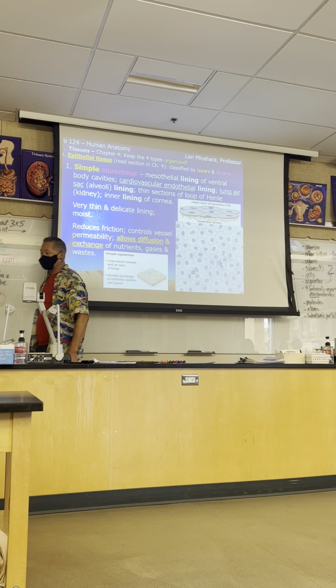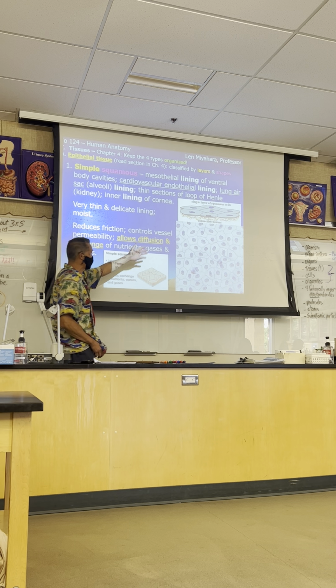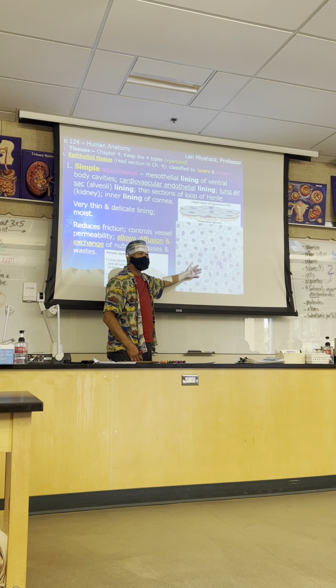You'll have to see from the side that it's 1 cell layer thick. You'll see the basement membrane and the free surface. When you look on epithelial tissue from on top, you can't see the free surface or the basement membrane.